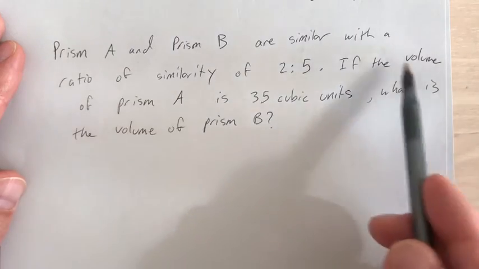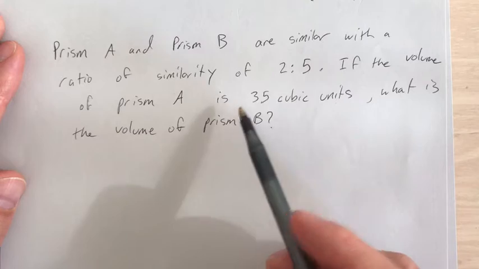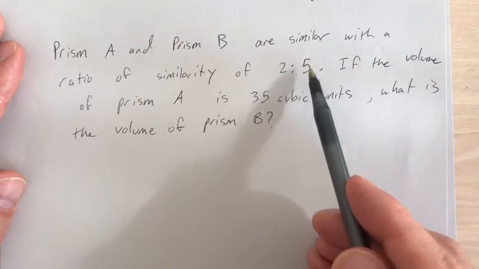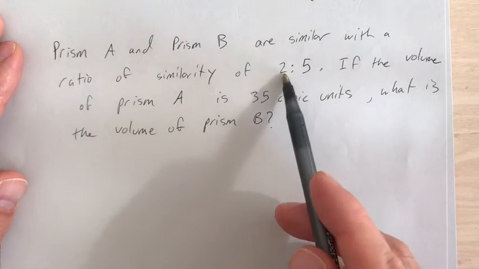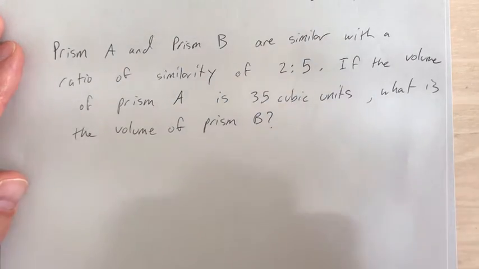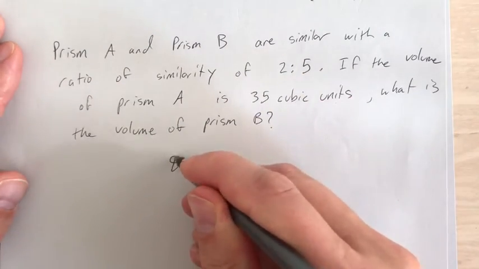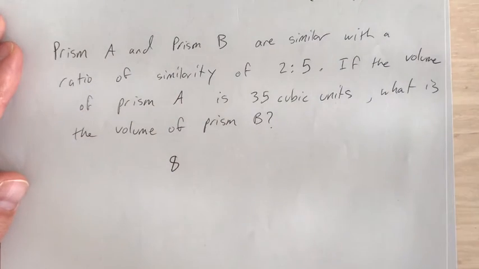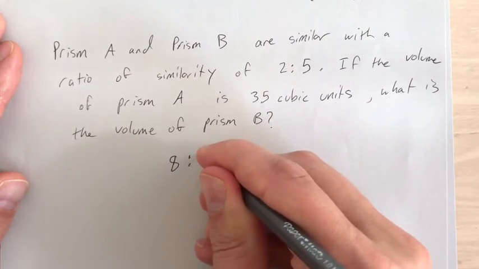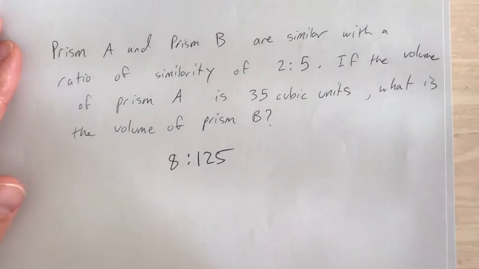So you're dealing with volumes here. So this is the similarity, right? And they want to know a volume, right? So this similarity ratio needs to be turned into a volume similarity ratio. So what we're going to do is take the similarity ratio and this time cube it because we're dealing with volumes. So 2 cubed, 2 times 2 times 2 is 8. And then 5 cubed, 5 times 5 times 5 is going to be 125. So 8 to 125 is going to be the ratio of this situation's volumes, okay?